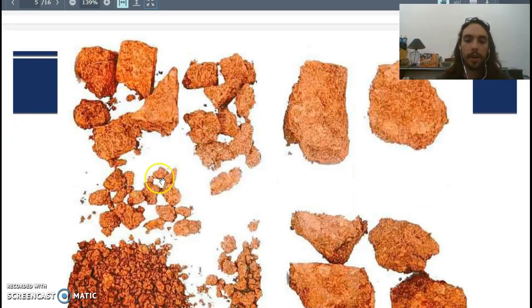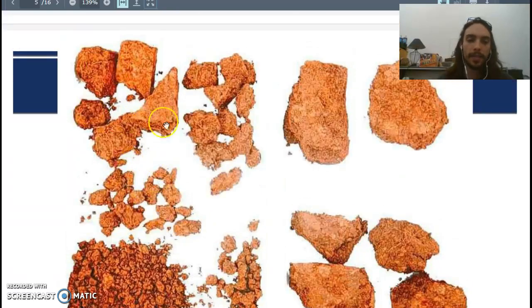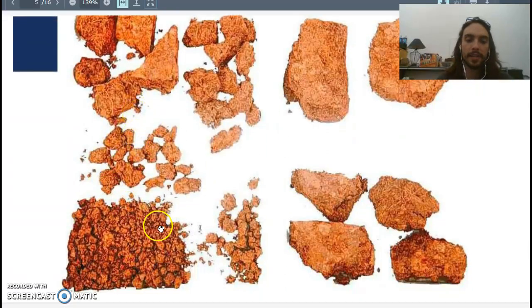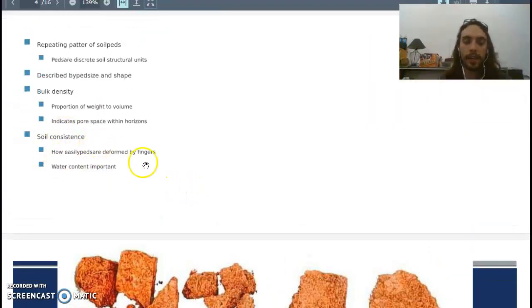Here we've got all sorts of different ped sizes and shapes. This is a really, really consistent clay. If you put some water in it and do this to it, it's going to stay pretty much the same shape. But this stuff right here has a whole bunch of loose peds. If you grab this with your fingers and do this to it, you get a whole bunch of little teeny pieces of that particulate. So that's going to be the consistency right here.